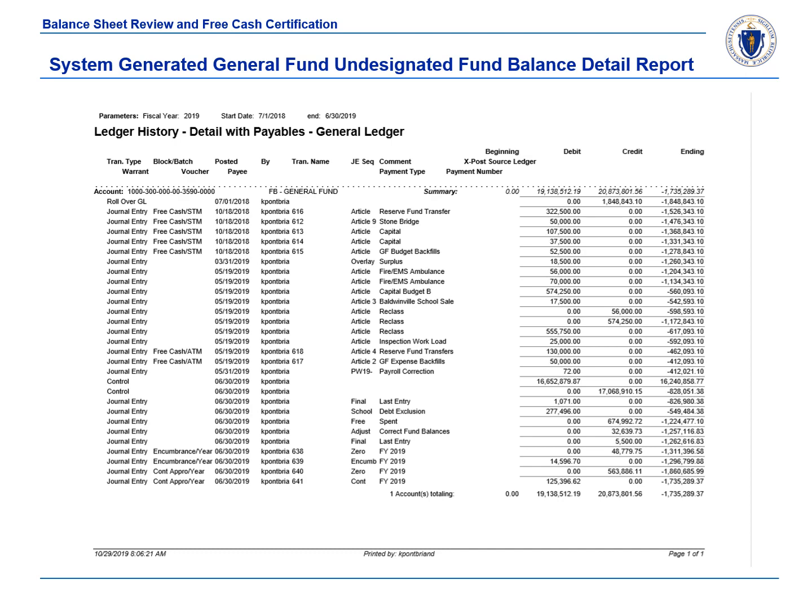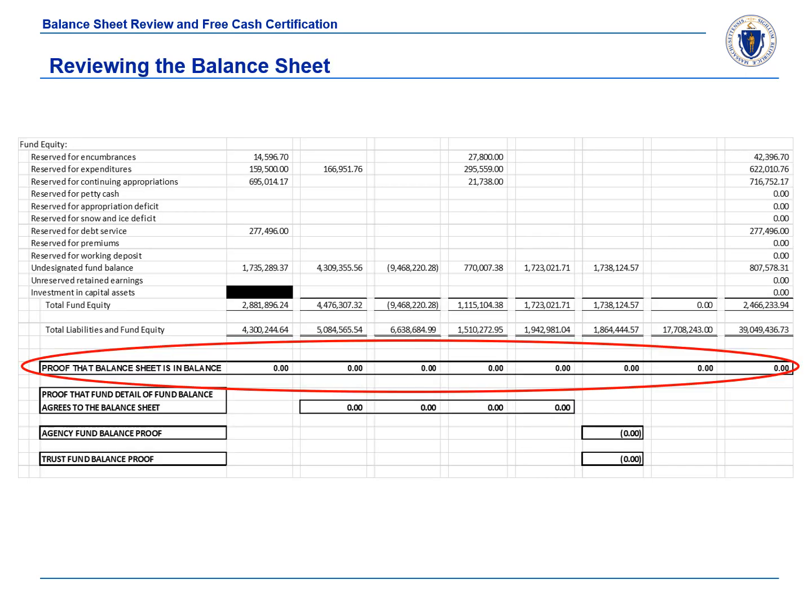system. The system-generated undesignated fund balance report is uploaded by the accountant or auditor to the balance sheet submission page in Gateway. It is used to show that the amounts in the undesignated fund balance roll forward in the combined balance sheet are actually from the ledger system. Once the combined balance sheet and other free cash documents previously discussed are submitted in the Division of Local Services Gateway system, the review of the documents and calculation of free cash can begin.